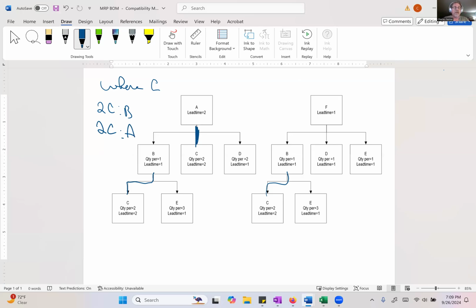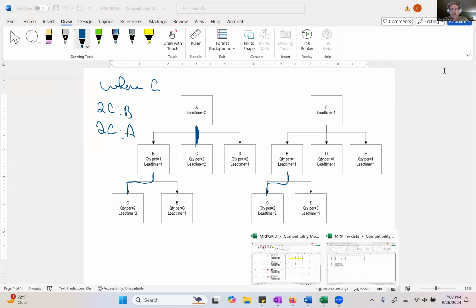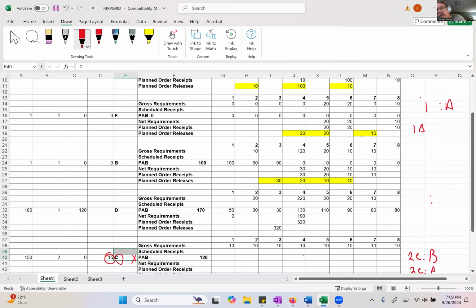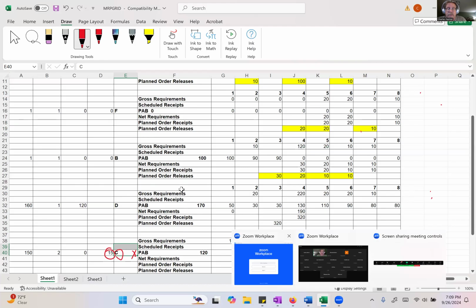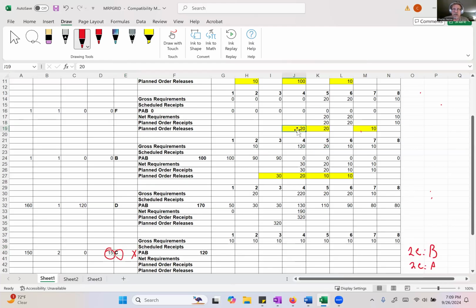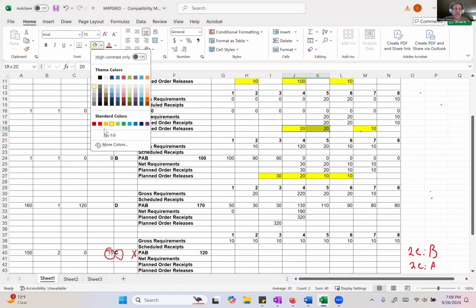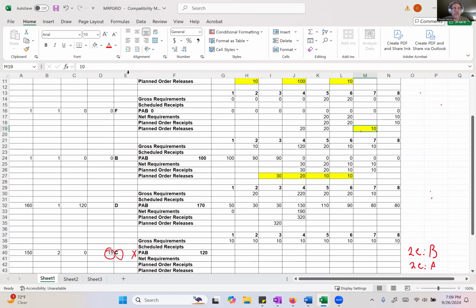Okay. So let's come over to our spreadsheet here, and I'll write that down. So it was two C's for every B, two C's for every A. So what we've got here, let me clean this out up on top. And let me get rid of these yellow ones that I highlighted for F because we don't need that right now. Okay, so two C's for every A, two C's for every B.